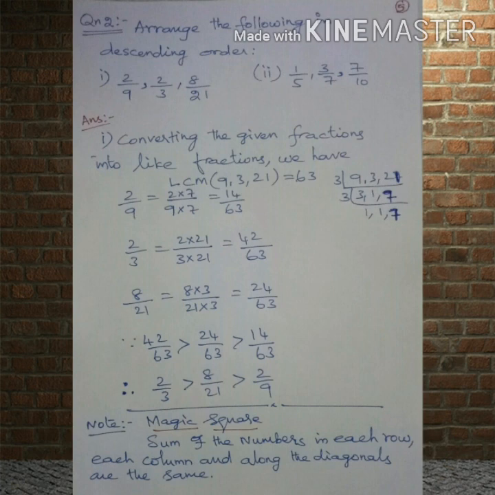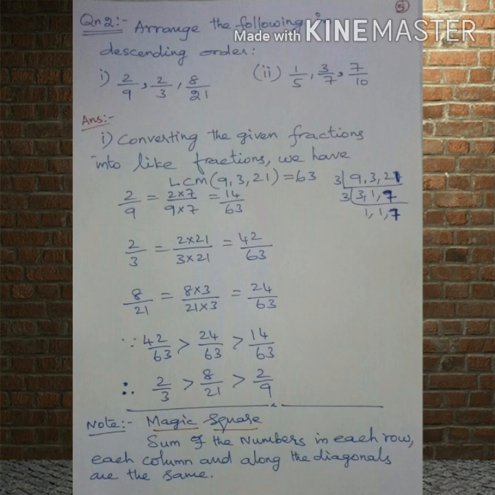Among these three values, which is the biggest value? 42 by 63. We have to write that first. That will be greater than the next bigger value, 24 by 63. The last one is 14 by 63. The corresponding given fractions are 2 by 3, 8 by 21, 2 by 9. Therefore, the descending order of the given fractions is 2 by 3 greater than 8 by 21 greater than 2 by 9.